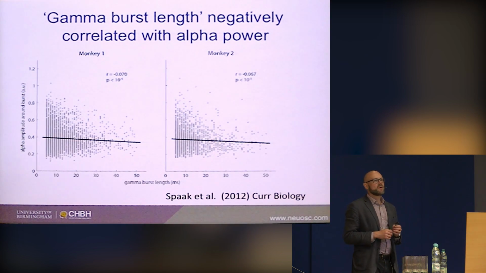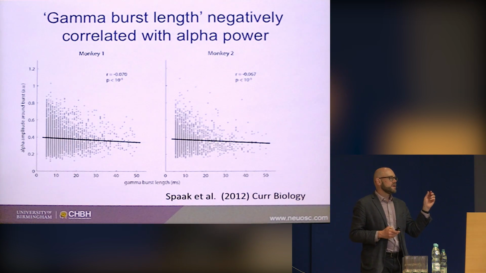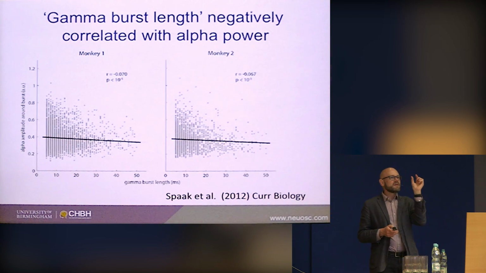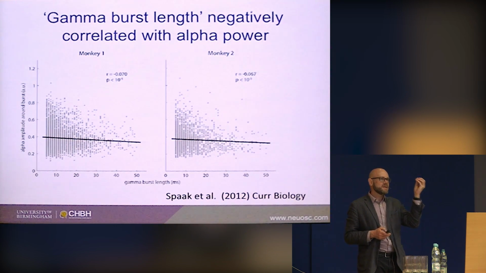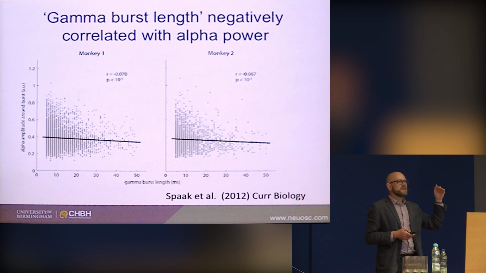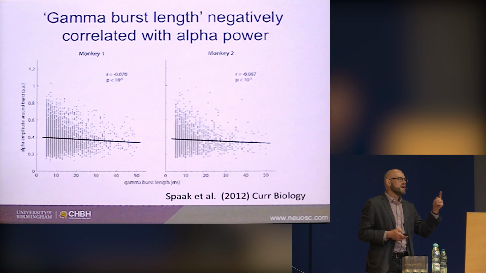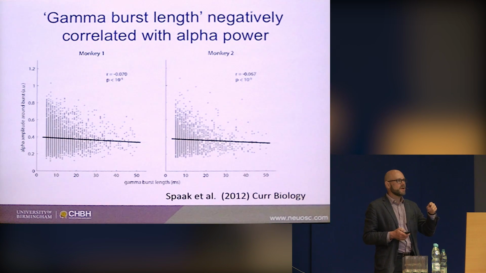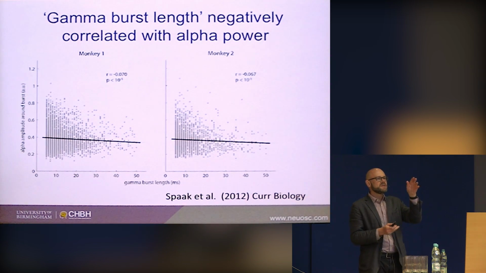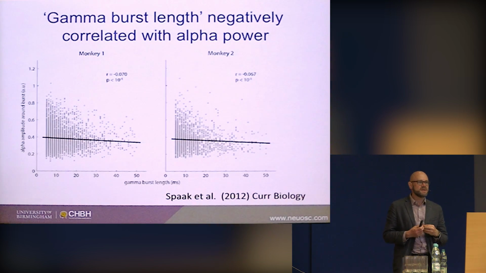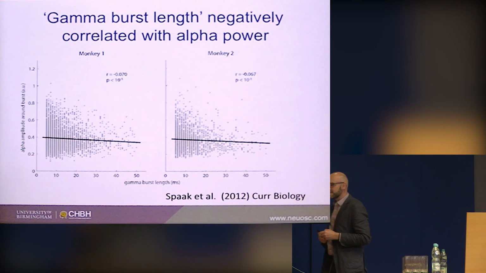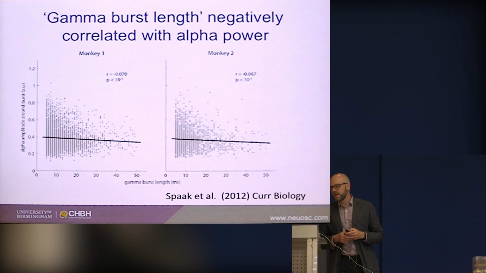I should also say that we could do a correlation between the length of the bursts of the gamma band activity and the alpha activity. And when we do that correlation, we see an inverse relationship. So this is again consistent with the alpha activity being inhibitory. The stronger the alpha band activity, the shorter the bursts of the gamma band activity. And it's going to be important for the next study I'm going to tell you about.